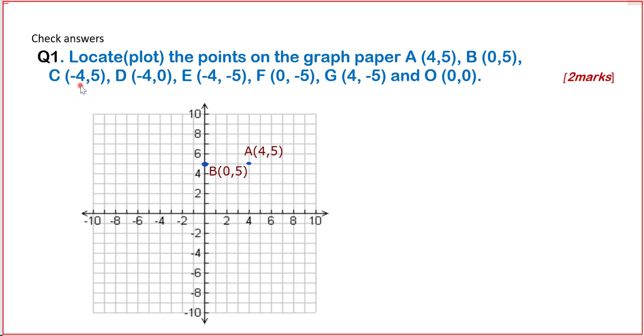Then C, coordinates are minus 4, 5. X is negative, minus 4, and this is 5. So mark here. This point is minus 4, 5, and mark it as point C with the coordinates minus 4, 5. Point D is minus 4, 0. It will be here. The x coordinate is minus 4, the y coordinate is 0. The y coordinate is 0, so this will be the point on the x-axis.